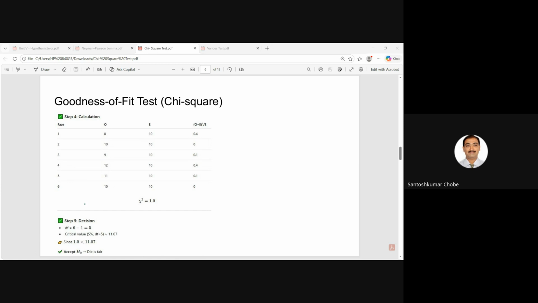Okay, now we'll start with the two variable case. Please pay attention very carefully over here.